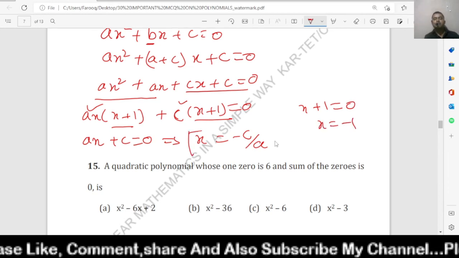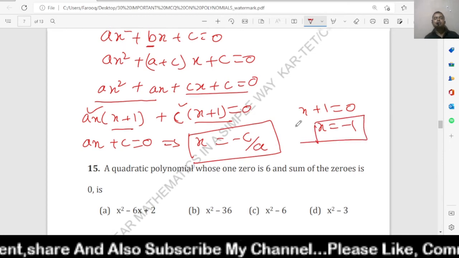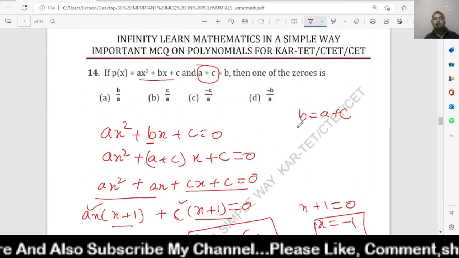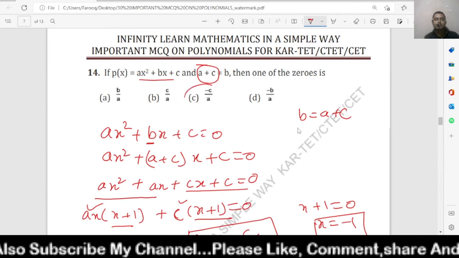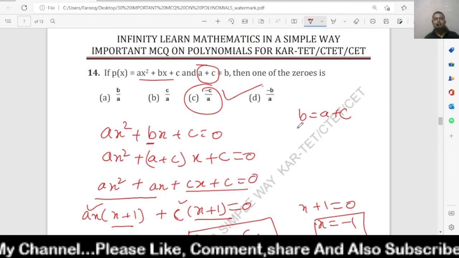See the options. Is there any value for this x and for this x? So come to the option here, x is equal to minus c by a. Option C is correct. Option C is correct here.